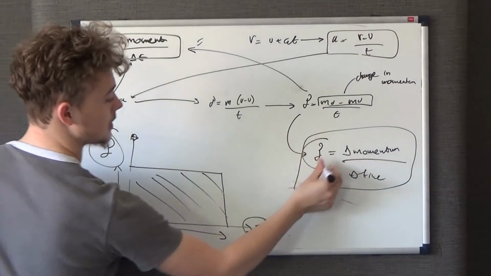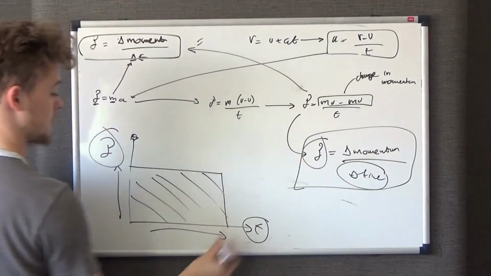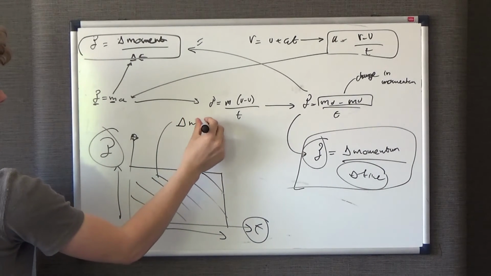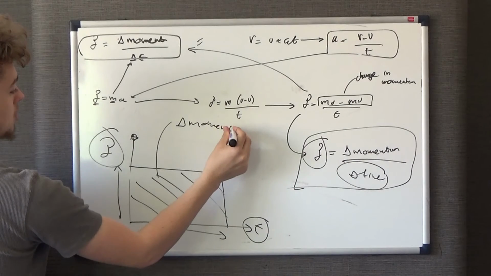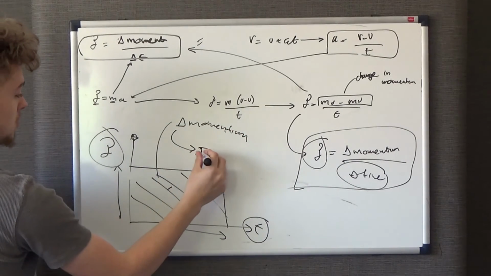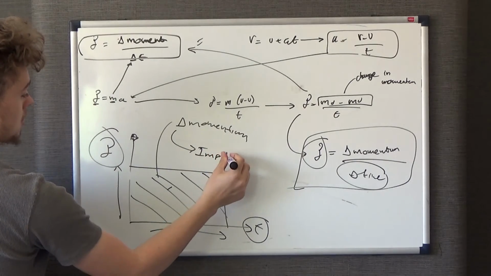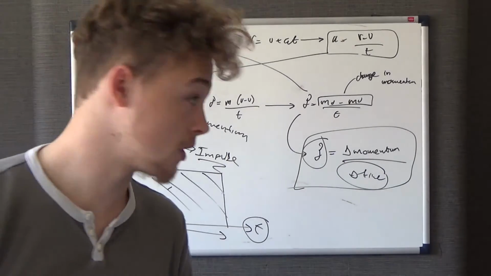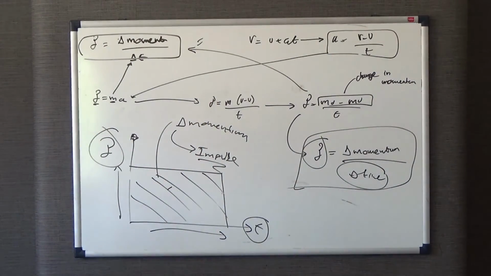I know the force times change in time is equal to the change in momentum. So this area represents the change in momentum. In other words, we know the change in momentum is the same as saying the impulse. So therefore, the area under this represents the impulse. So hopefully that makes a bit of sense to you.